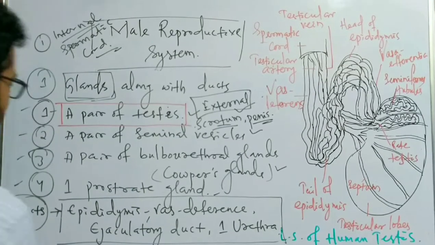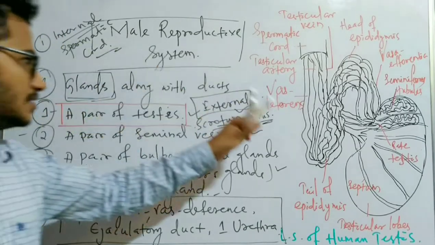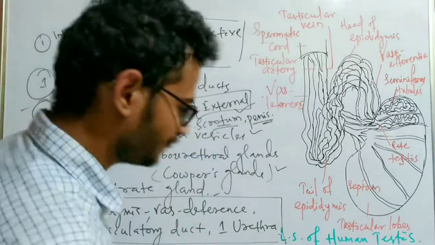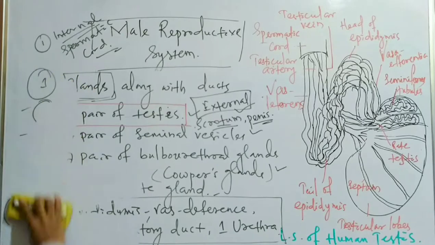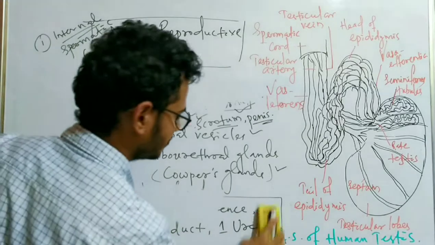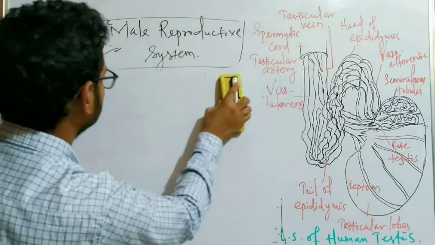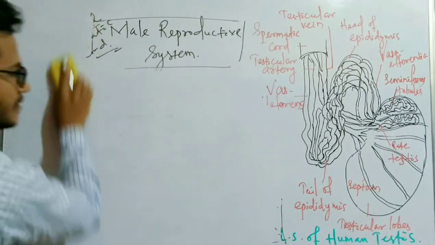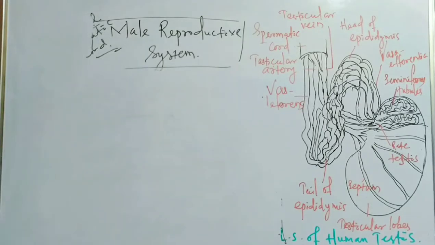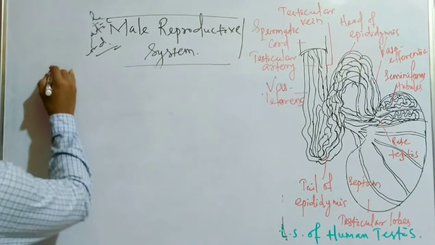Okay, so let me erase this. These are the important parts of the male reproductive system, starting from testis to the external genital organ or the external supporting organ, that is the penis. Okay, so now we will go in detail about the structure that is on the board, that is the structure of testis, different glands associated with it, and different ducts associated with the testis. So let's discuss.